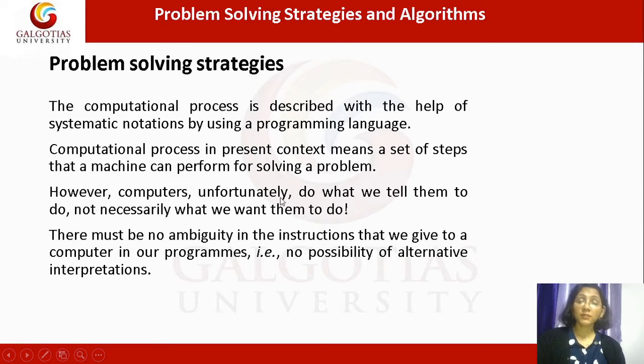However, computers unfortunately do what we tell them to do, not necessarily what we want them to. Therefore, while writing the instructions, we should be very careful and we should know what characteristics we are supposed to follow while writing strategies for solving a problem. There must be no ambiguity in the instructions that we give to a computer in our programs. There is no possibility of alternative instructions. So each and every instruction which will be part of this problem solving must be unambiguous.